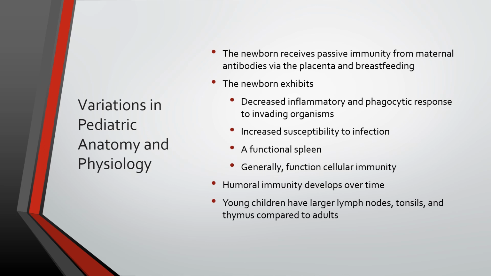And then the last variation is that young children have larger lymph nodes, tonsils, and thymus compared to the adult population. So that just gives you a little bit of variation between kiddos and adults as far as A and P.